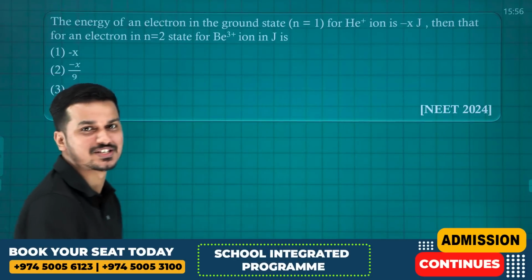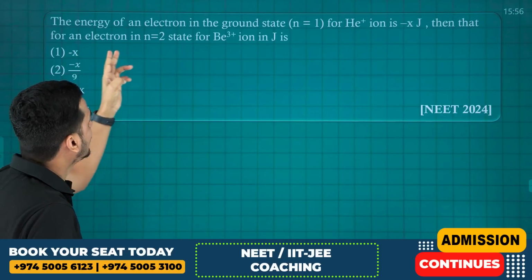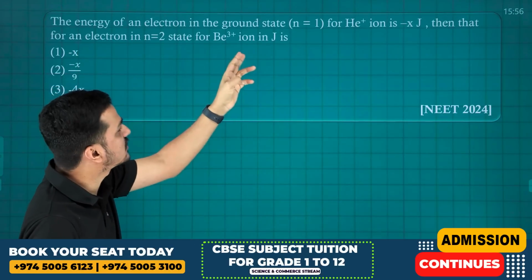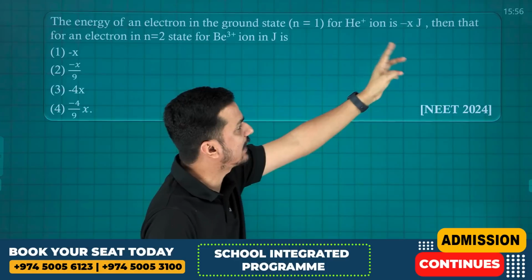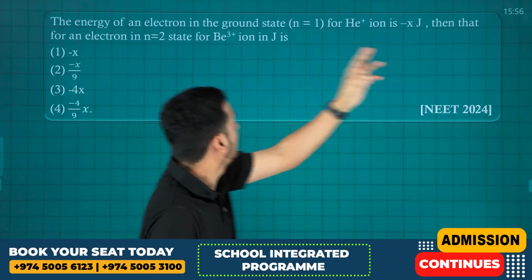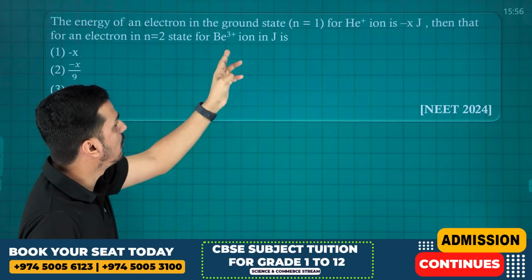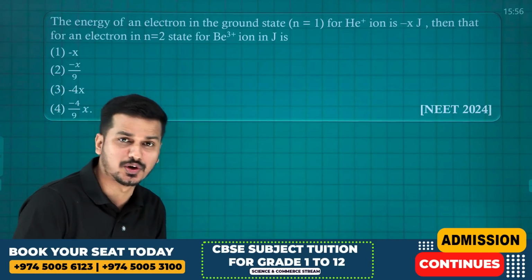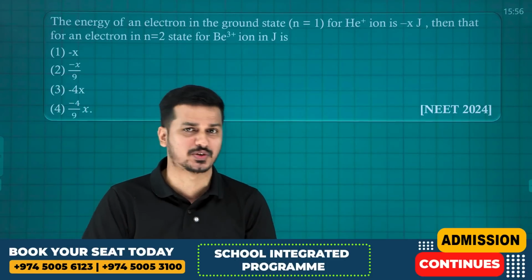This is the first question they asked in 2024. The energy of an electron in the ground state n equal to 1 for He plus ion is minus x joule. Then that of an electron in n equal to 2 for beryllium 3 plus ion in joule is. So that's a comparison question, an energy related question.